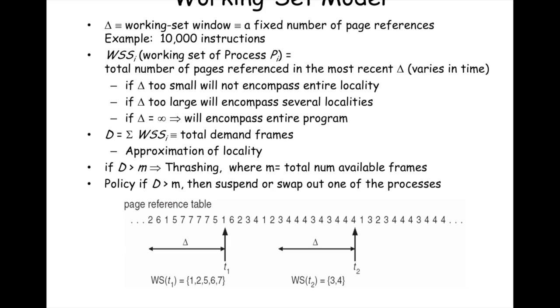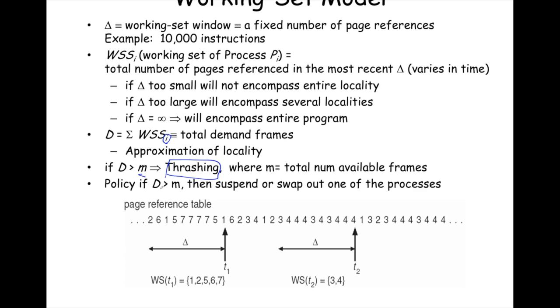And so the demand for frames is then the sum of all of the working sets for each of the processes under consideration on your system. So we sum together all the working set sizes for each of the ith process. That's going to be our demand. And so this demand is an approximation of locality. Now, of course, if the total demand for frames, i.e. the number of pages in your working set size or process, exceeds the total number of frames M, that's when you get a thrashing condition. So you want to avoid that.